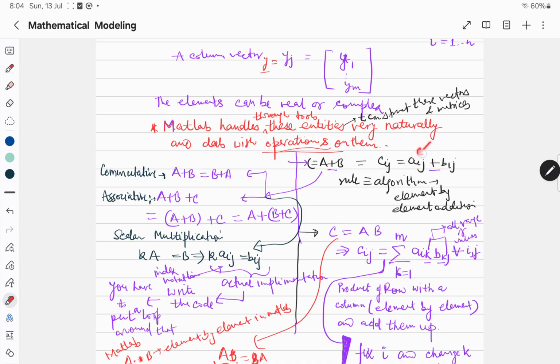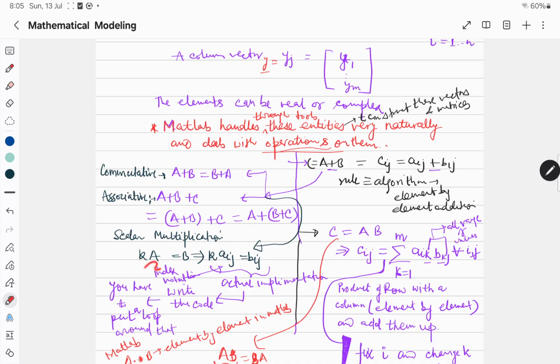So we have written in index form to tell about the algorithm, right? Now this matrix addition or subtraction, matrix addition is commutative because A plus B is equal to B plus A, and it is associative, meaning (A plus B) plus C is equal to A plus (B plus C). That means if you add A plus B and then add C to it, or if you add B plus C and then add A to it, both are the same. So this holds the associative law and commutative law, and scalar multiplication also works.